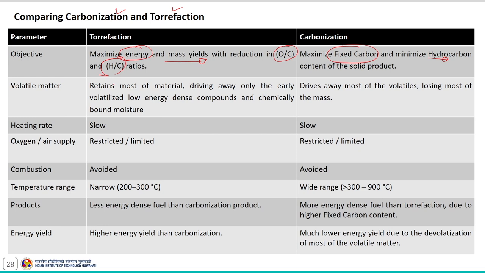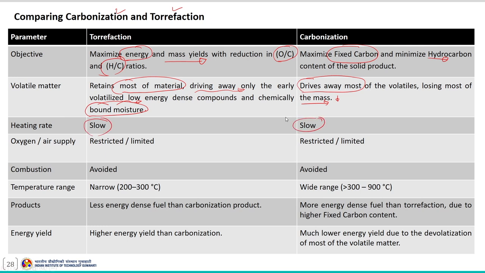Regarding the volatile matter, torrefaction retains most of the material, driving away only the early volatilized low energy dense compounds and chemically bound moisture in the native biomass sample. Whereas in case of carbonization, it drives away most of the volatiles, losing most of the mass. And because of that, if you remember, the mass yield in the carbonization is relatively low compared to that of the torrefied product. And the heating rate in both the cases is relatively slow.